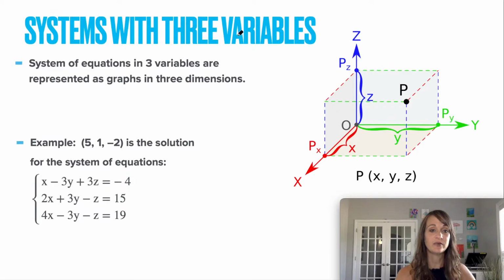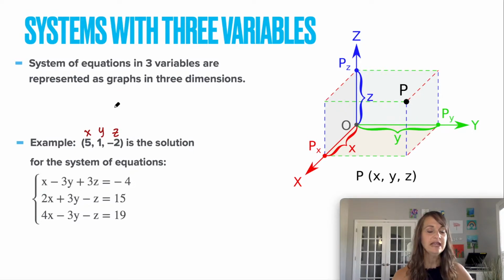So for example, in this case, (5, 1, negative 2) is a solution for the system of equations. It always goes in basically alphabetical order of x, y, and then z. So the 5 is going to represent the x, the 1 is going to represent the y, and negative 2 is going to represent the z. Now, a lot of times I put a little line through the z because sometimes it looks like a 2.